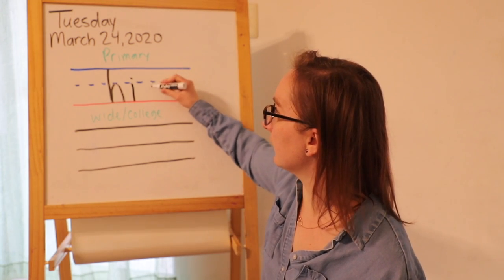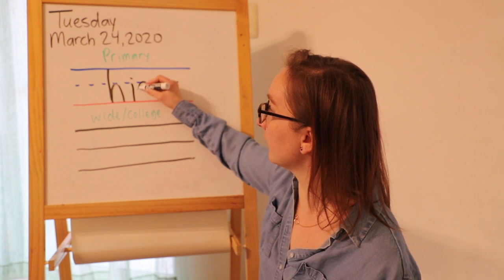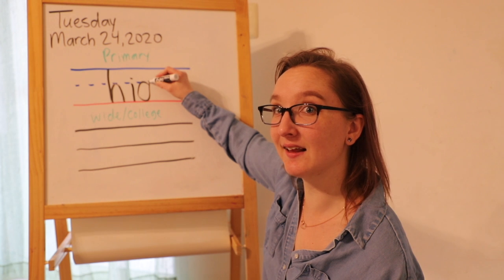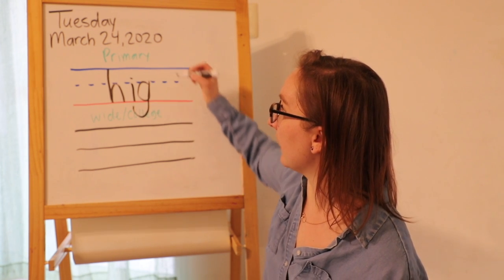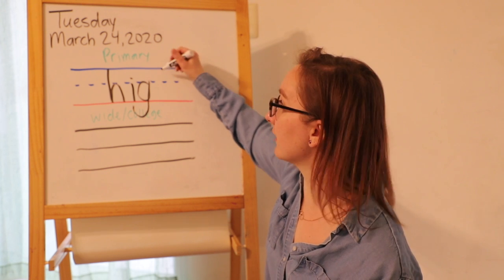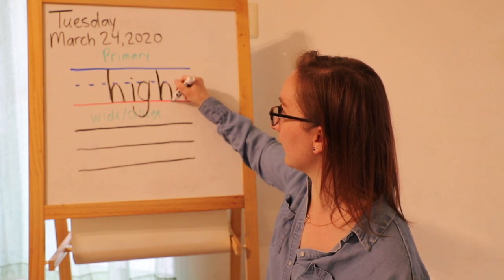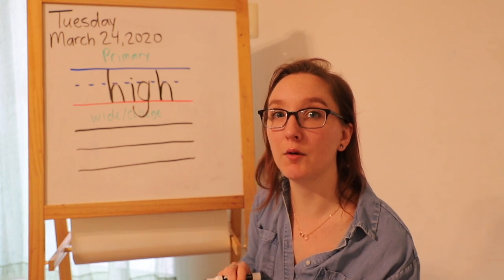Our G is going to start just below that dotted line, curve around, come back up to the dotted, and it's a hanging letter, so it's going to go below that red line. And then our H is a tall letter. Again, it's going to start at that top, go straight down, up, and around. So this is how it would look on a primary ruled notebook.